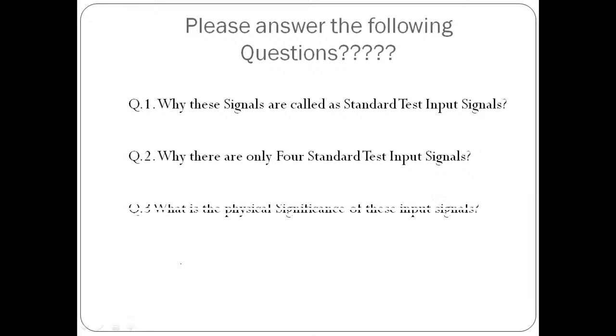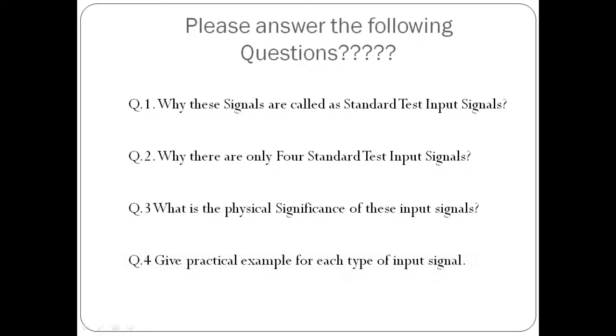The same thing is mentioned over here, and you need to try to answer these questions. Number one, why are these signals called standard test input signals? Number two, why are there only four standard test input signals? Why not three or why not five? What is the physical significance of these input signals? And give practical examples for each type of input signal. Yes, think on these questions, and if you have an answer, you can reply in the chat box also.